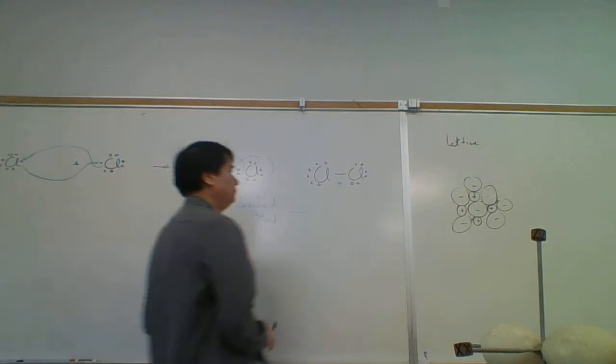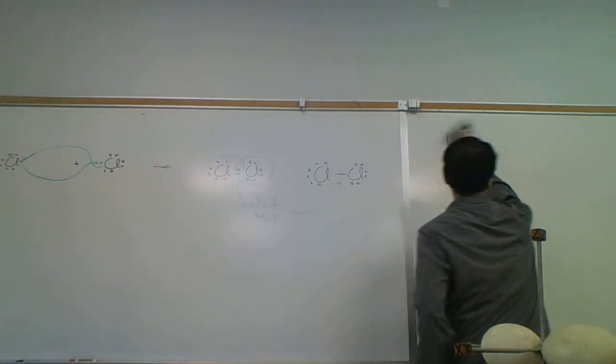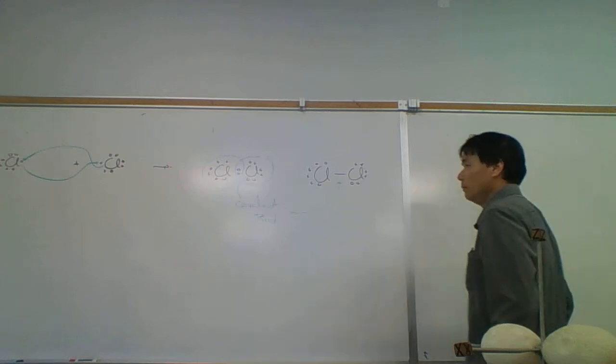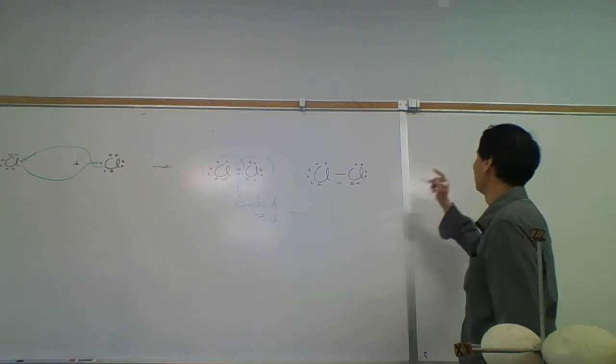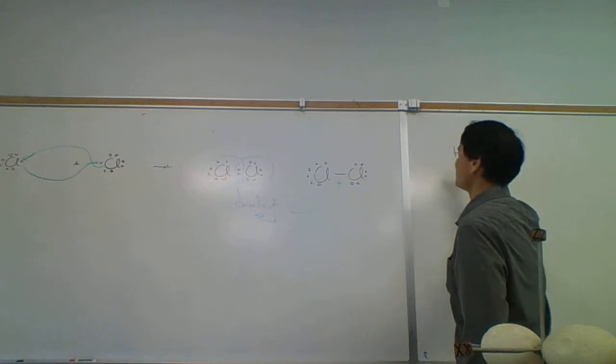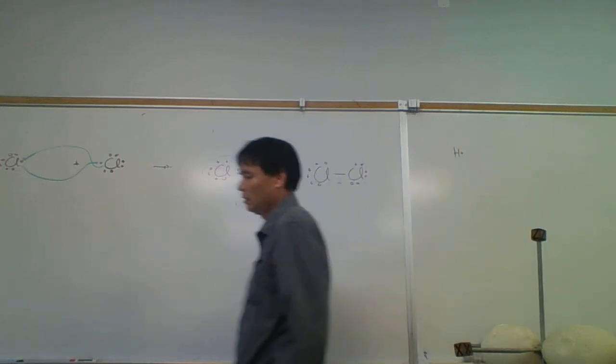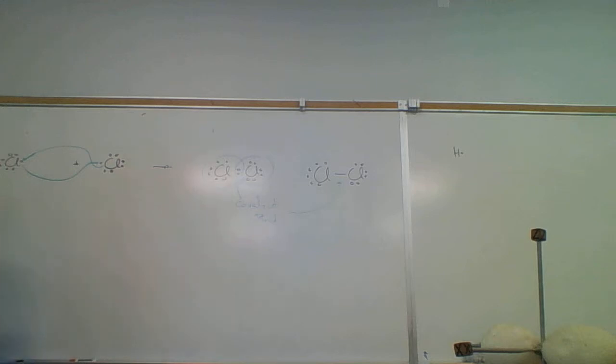But, well, we can have something like this. So this is covalent, that was ionic. What if we have something like hydrogen? What's harder to ionize? Let's take a look at the periodic table.